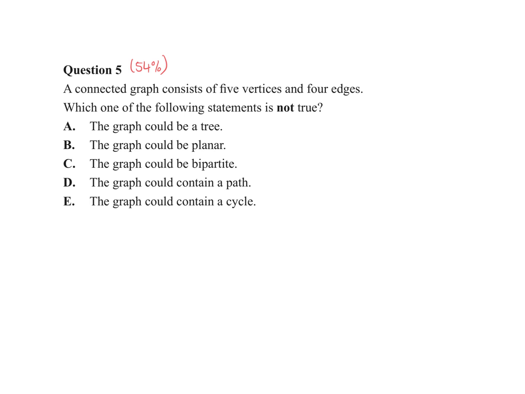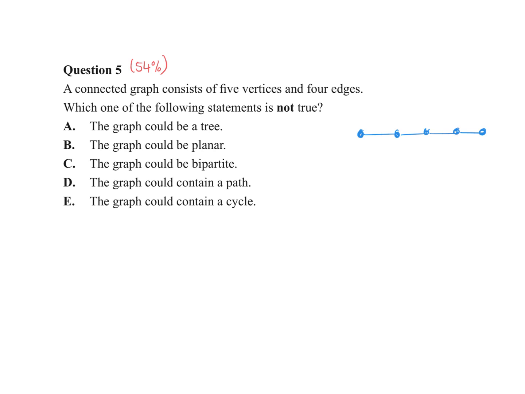Okay, a connected graph consists of 5 vertices and 4 edges. Which of the following statements is not true? So when you're connected, it just means that there's no floating ones, no isolated ones, okay? The graph could be a tree. Of course, it can be a tree. So if I do 5 vertices, 1, 2, 3, 4, 5, there you go. I can join them up in 4 edges. That's a tree. There's no loops.